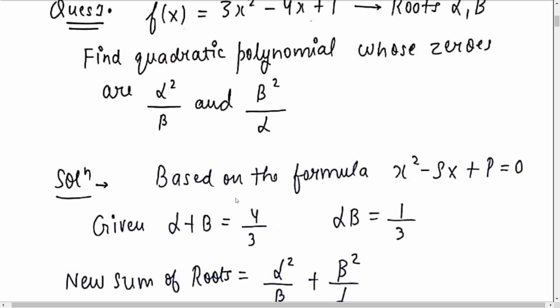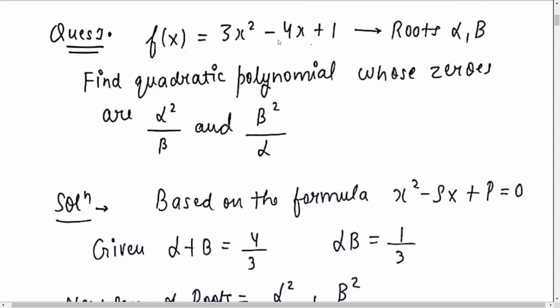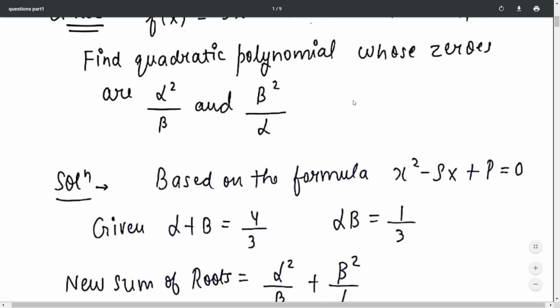Solution is, I told in my last lecture that a polynomial can be represented as x square minus sx plus p equal to 0, where s is the sum and p is the product. So alpha plus beta is equal to 4 by 3, minus b by a from here, and alpha into beta is equal to c by a, product of roots, 1 by 3, right?